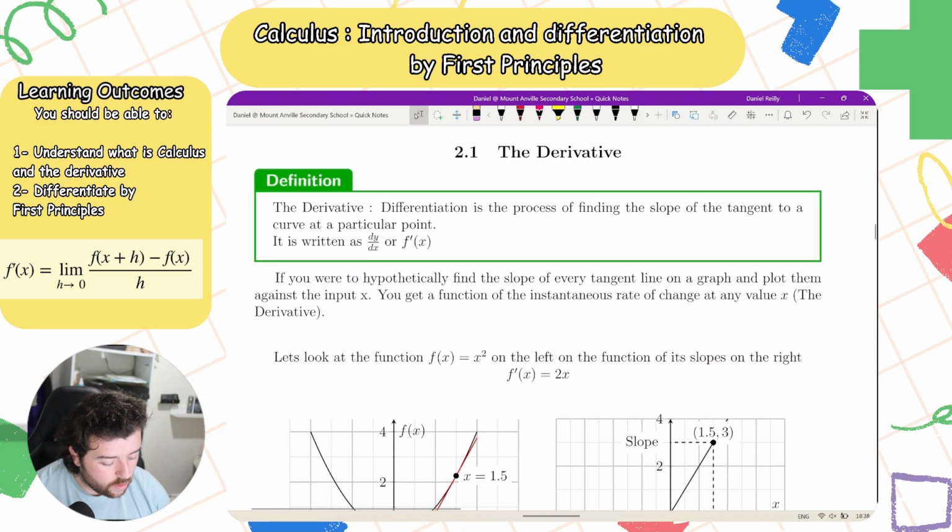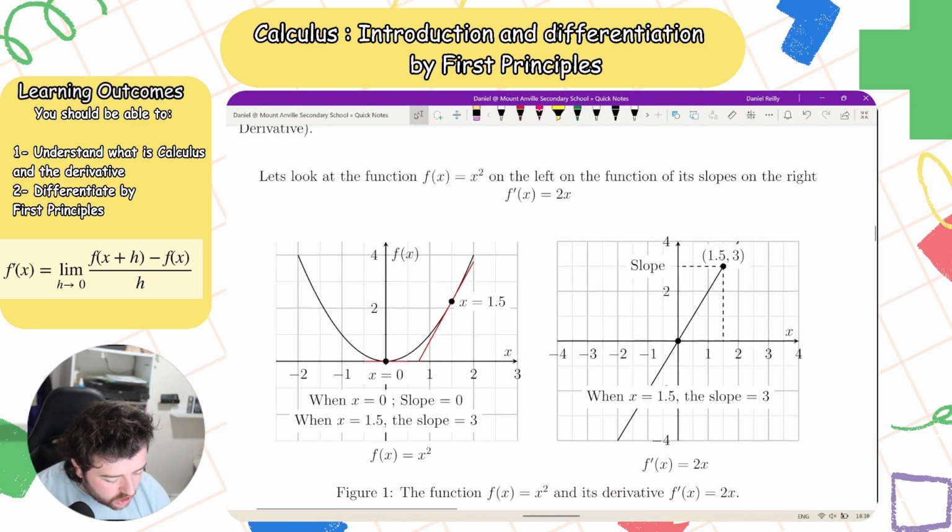In order to look at calculus, a tool we use is called the derivative, and the derivative is a very important tool. Differentiation is the process of finding the slope of the tangent to a curve at any particular point, or the instantaneous rate of change at any point on a curve.